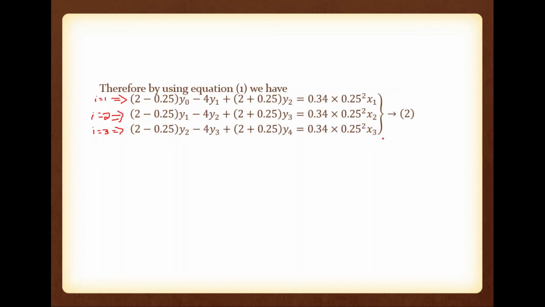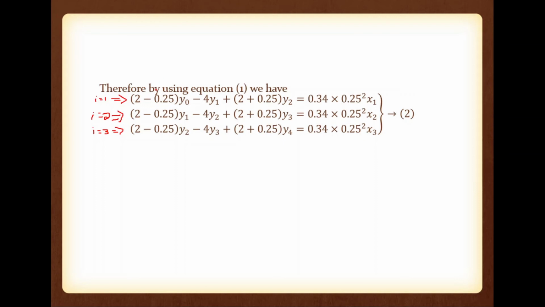Okay, so please note equation number 1. First we substituted i equal to 1 into equation number 1, so we have this first one. Then we substituted i equal to 2 into equation number 1, so we have this second one of the set of equations. Now substitute i equal to 3 into equation number 1, so we have this one. Now we can solve this one.